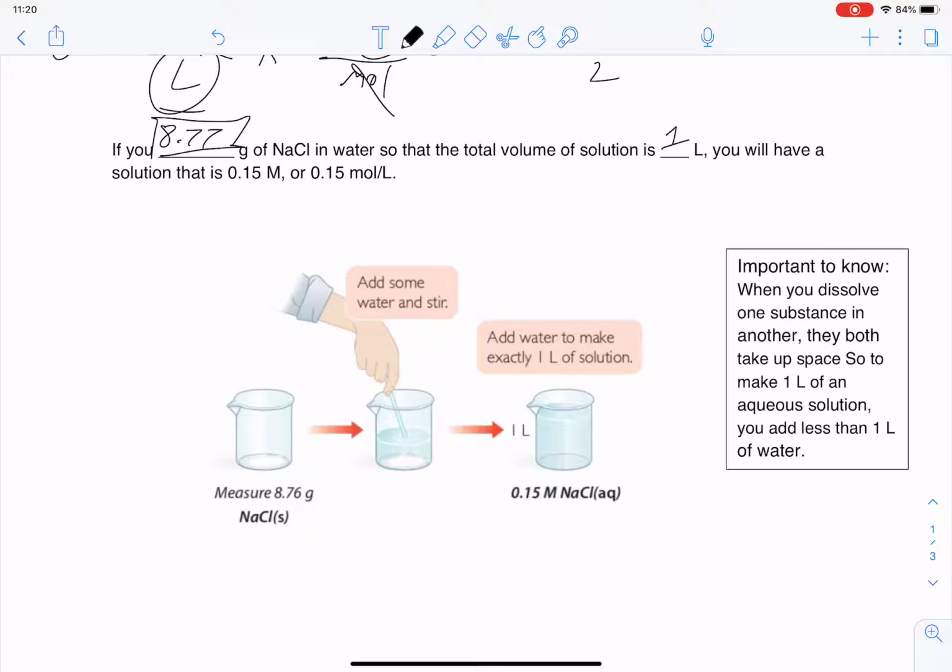Important thing to know: when you dissolve one substance in another, they both take up space. So to make 1 liter of an aqueous solution, you add less than 1 liter of water. We add the salt, the 8.77 grams, first, and then we fill up to the 1 liter we need with water. Basically, that means we want to take into consideration that salt has a volume and takes up space. So we don't want to just add 1 liter of water first and then put the salt in. That will not be as accurate, and as scientists, we strive to be accurate.